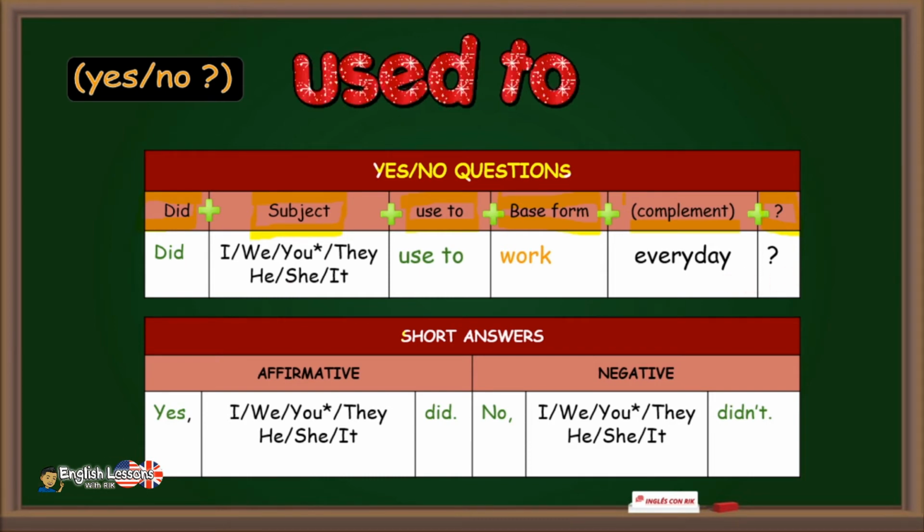Now we have the short answers. In affirmative way, you can say, yes, I did. Yes, we did. Yes, she did. In a negative form, you can say, no, I didn't. No, we didn't. No, she didn't.